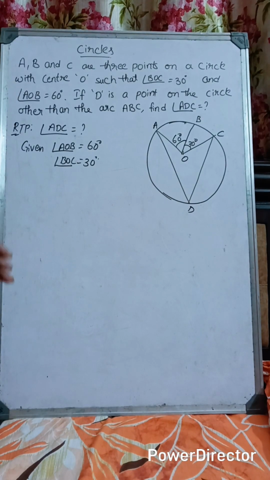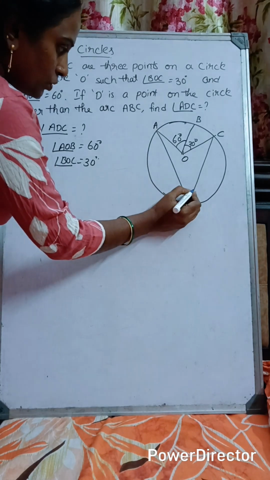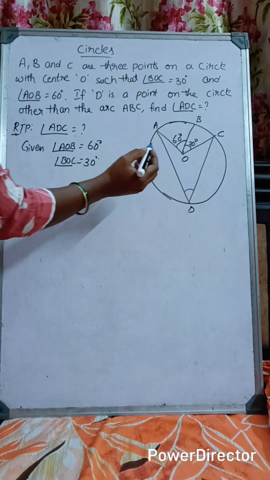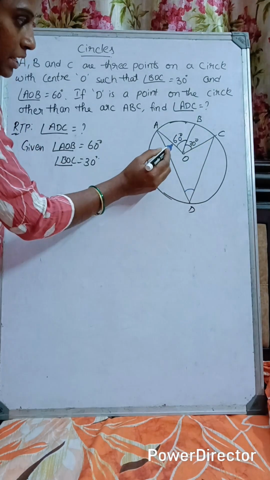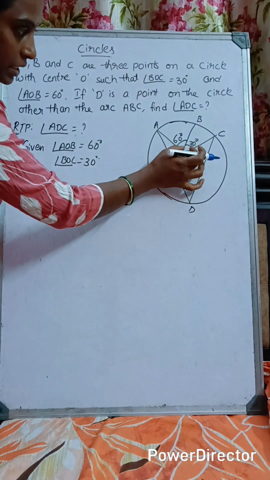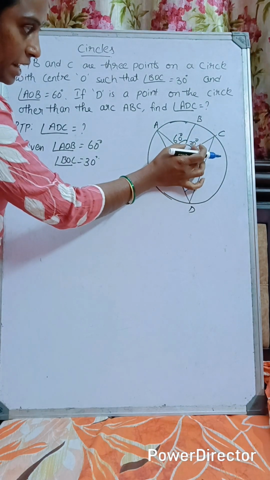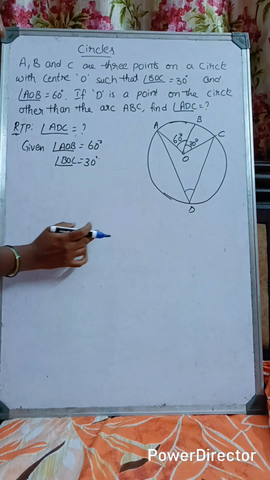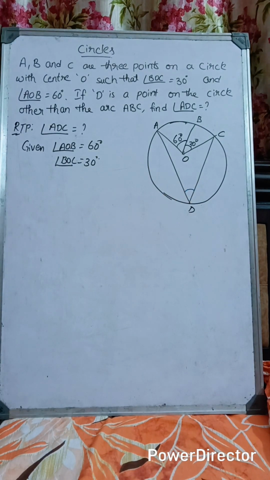To find angle ADC, we are going to use the theorem: the angle subtended by the arc at the center is double that at the remaining part of the circle. So as per that, angle AOC is 60 plus 30, which is 90 degrees. At the center it is double, so this is 90, and obviously this is half of that. Half of 90 is 45 degrees. That means angle ADC is 45 degrees.